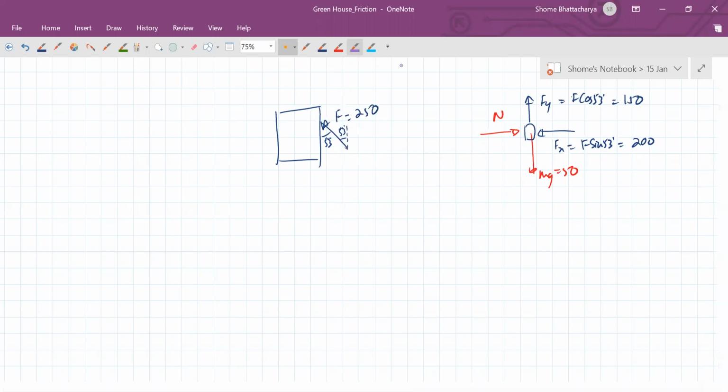Okay. And now you can see this is dominating over this. So the tendency is to slip upwards. So friction will tend to act like this. Okay. So you can see that the normal reaction will balance the x component of this force. So it will be 200 newtons.